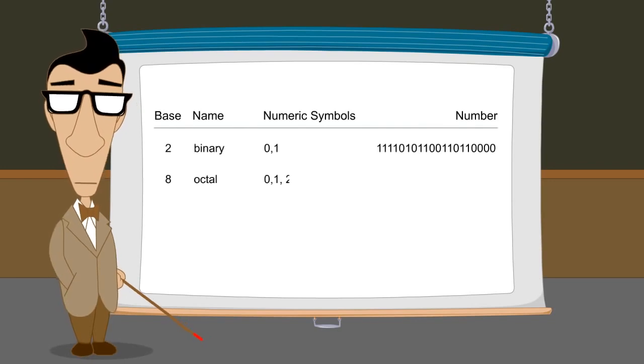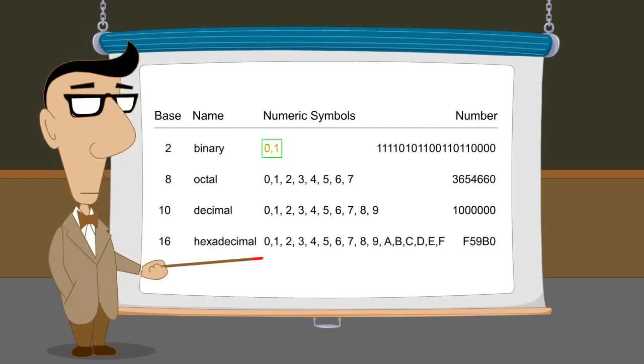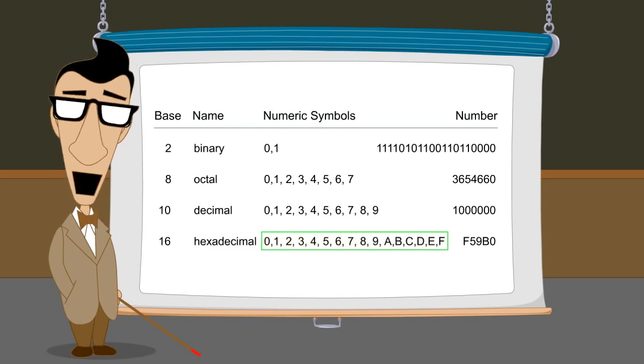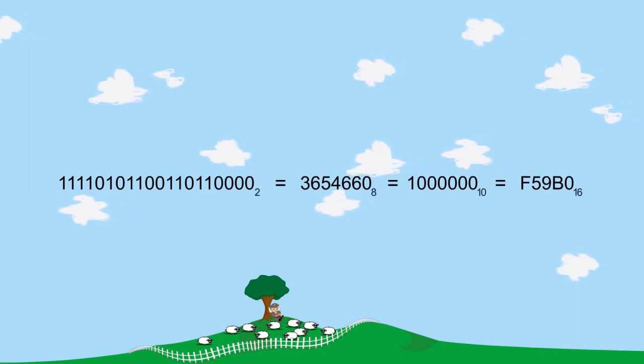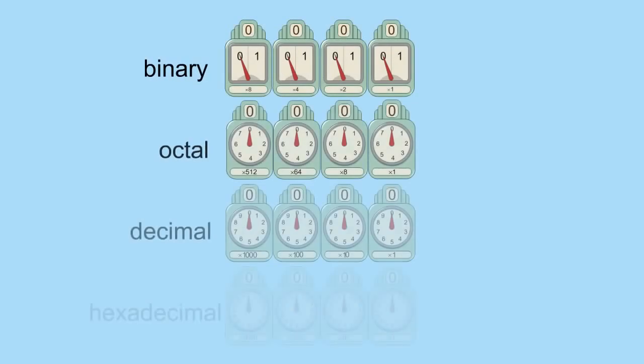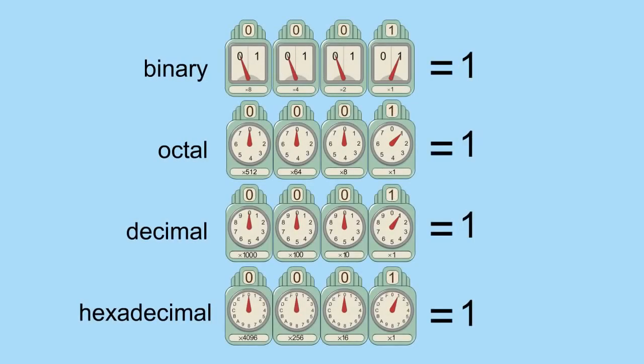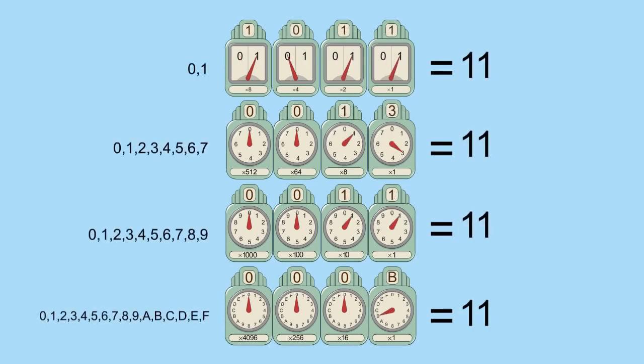So we have seen how the same natural number can be represented in base 2 using 2 numeric symbols, base 8 using 8 symbols, base 10 using 10 symbols, and base 16 using 16 symbols. But no matter how we choose to write this natural number, it still represents the same quantity. As you have seen, we use the same basic rules for counting in binary, octal, decimal, and hexadecimal. The only difference is that each base has a different number of numeric symbols.